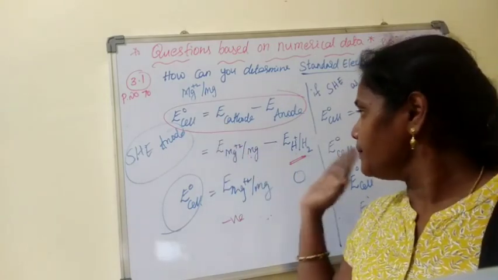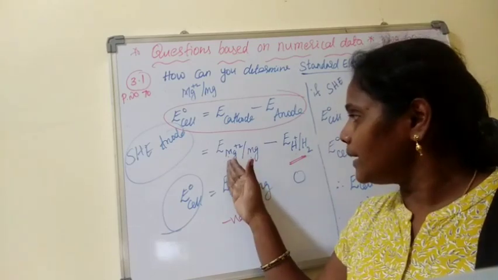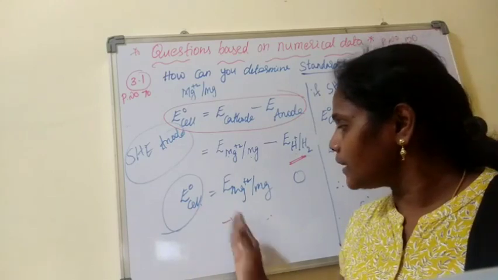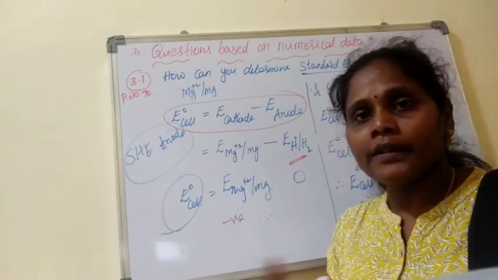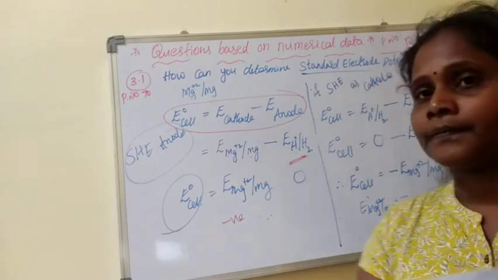Take hydrogen as the anode. Then this will be the plus. For the plus, whatever E cell they give, if E cell gives a negative, the negative will be assigned to that respective unknown element. Okay. This is one question.